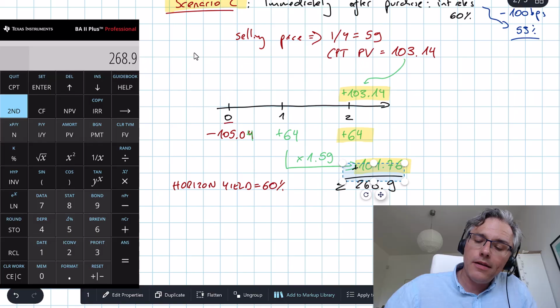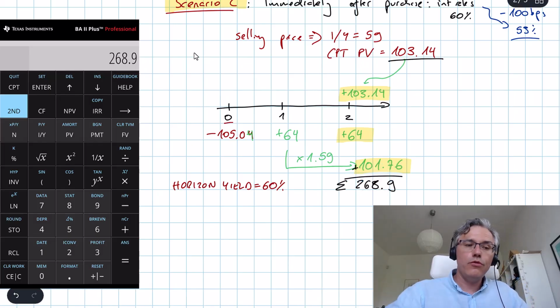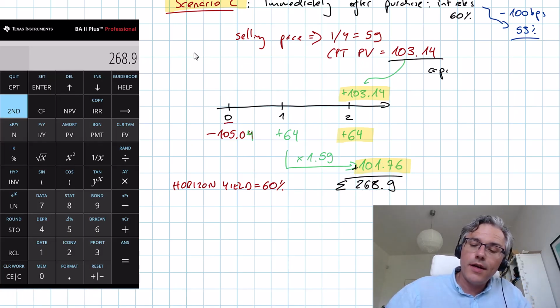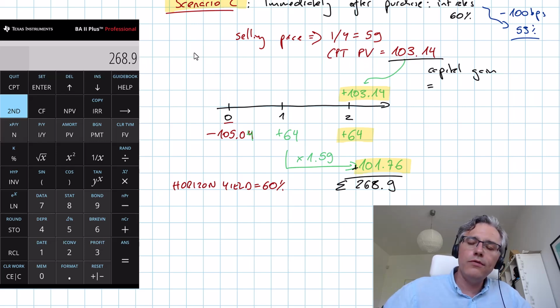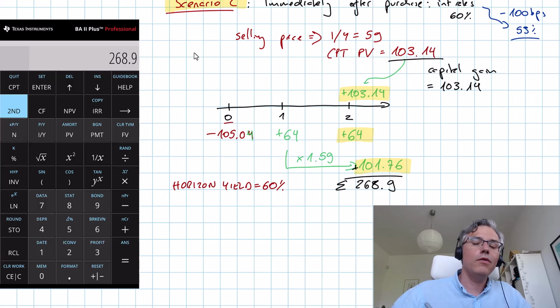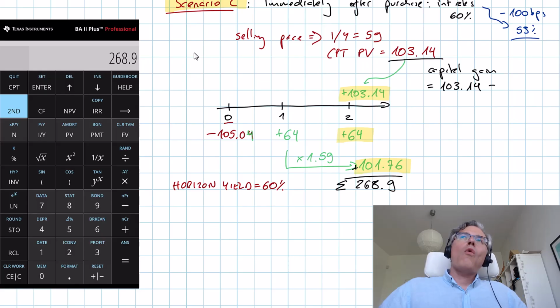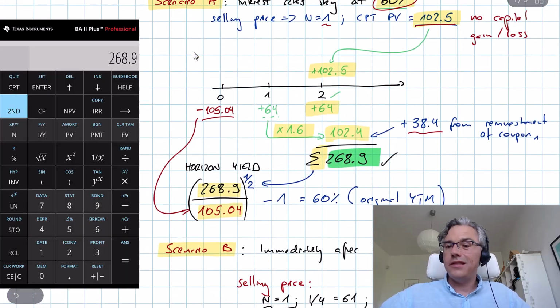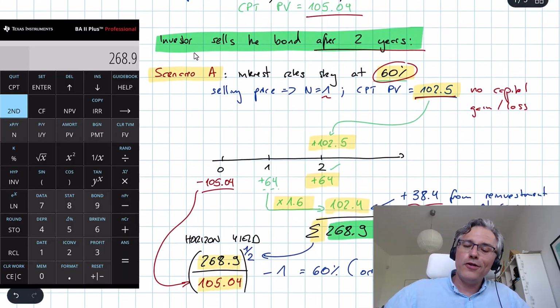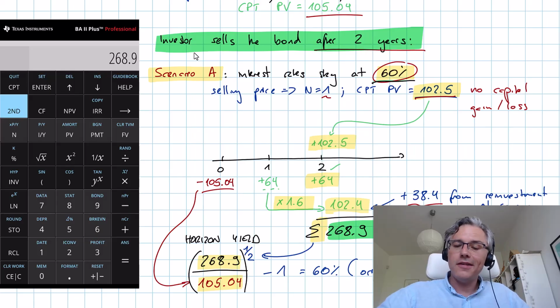Okay, let's check what happened here. Well, we managed to sell the bond for more this time, so we generated a capital gain. Remember, a capital gain or loss is computed as the price for which you sold the security, the bond, 103.14, versus or minus what the price would have been had the bond been sold under the constant yield, from the original constant yield, which was 60%.